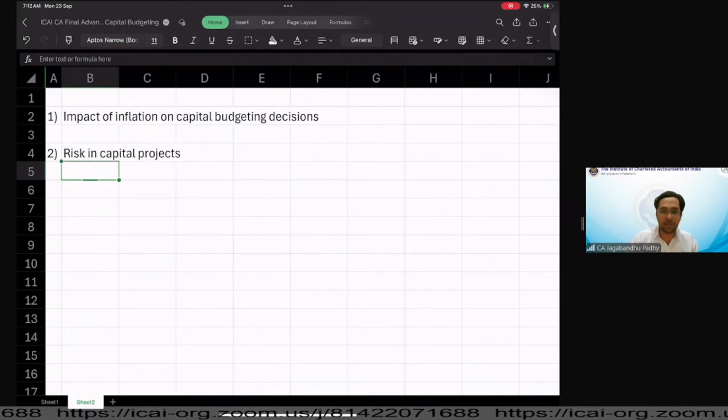Correct, everyone? High risk, high return. I hope you all are pretty sure about this basic fundamental of finance.